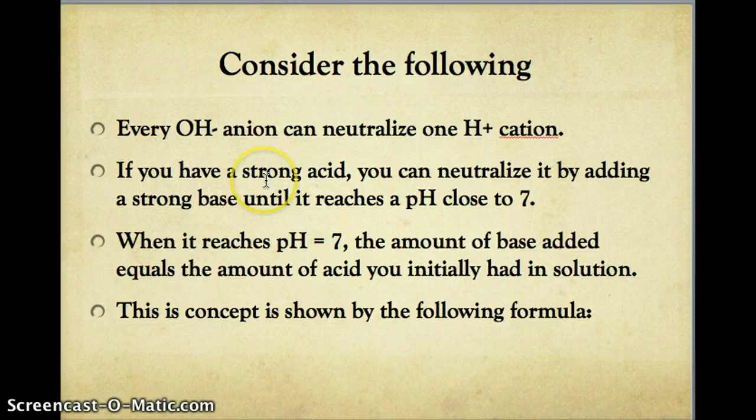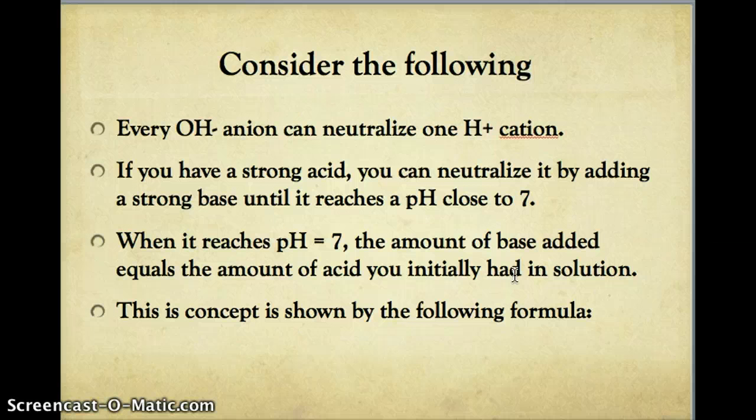Okay? You can't neutralize a strong acid with a weak base. It's going to take forever for you to neutralize that strong acid. So it's better to use a strong base and not a weak one. So when you mix a strong acid and a weak base, it's going to reach a pH close to 7. At a pH of 7, that's when the amount of base added to neutralize the acid will equal each other.